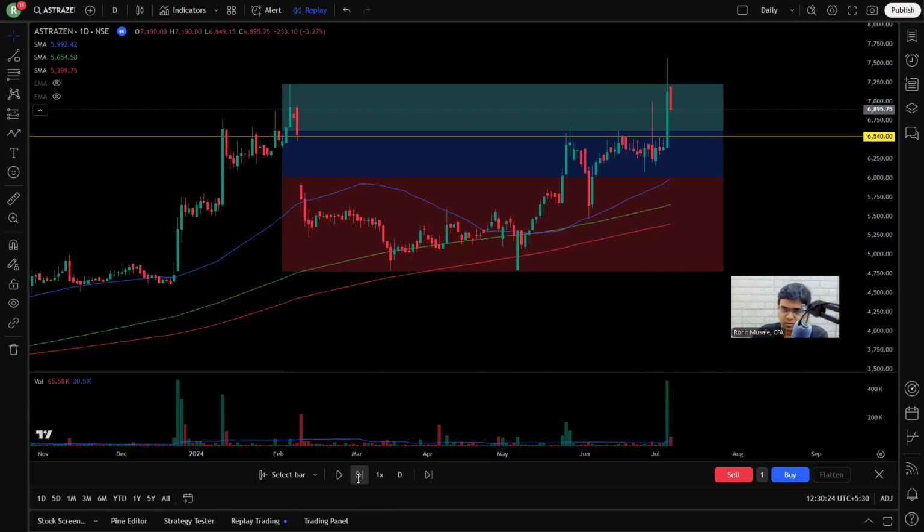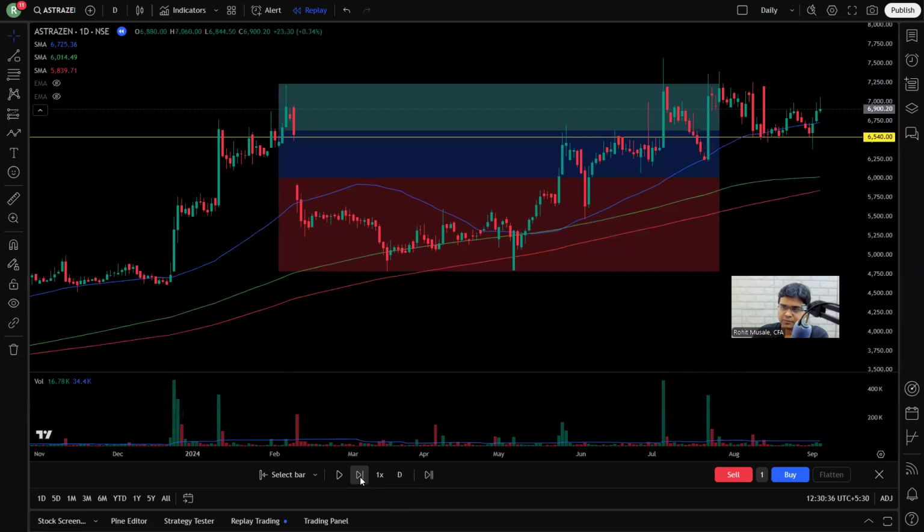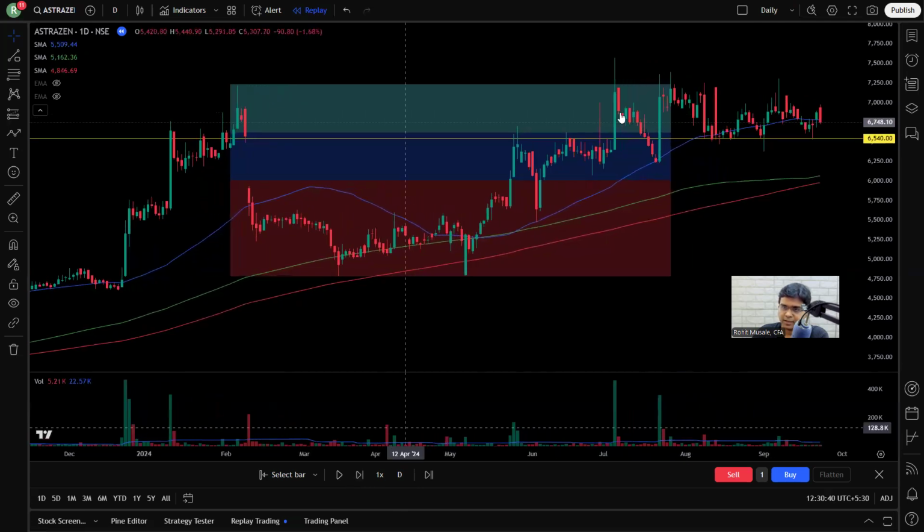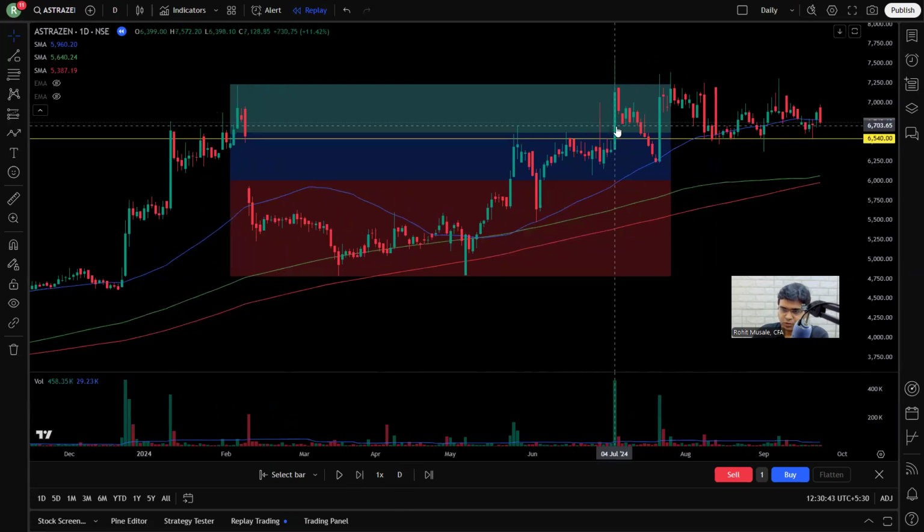So I will move the price forward. Okay, let's continue to move forward. This is 2024. So have a look at this. Does it sustain? See, this is 4th of July till 23rd September. It's just gone flat. It's not doing anything, which means that breakout did not sustain. Why did it not sustain? Because the base itself was poor.